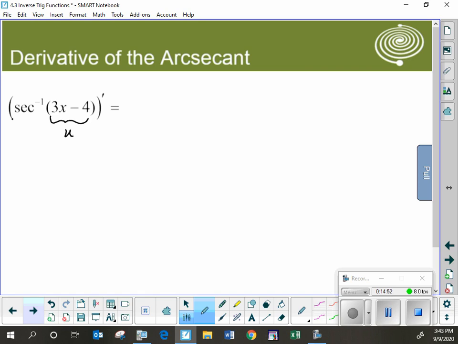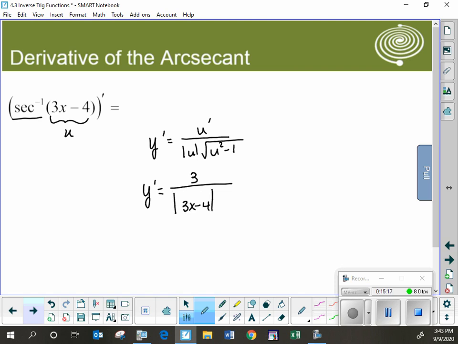And now I need to know the pattern for the derivative of secant inverse. So I'm just going to say y prime equals u prime over absolute value u square root u squared minus 1. All right, fill in the pattern. U squared is going to be a 3. The u is 3x minus 4, needs an absolute value because this does have the potential of being negative. And then I need to take u, 3x minus 4, square it, subtract 1.